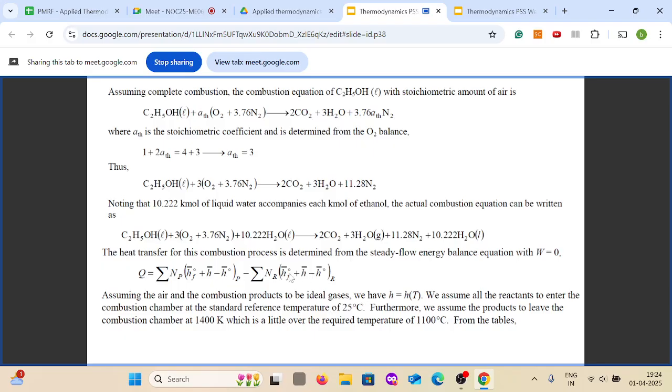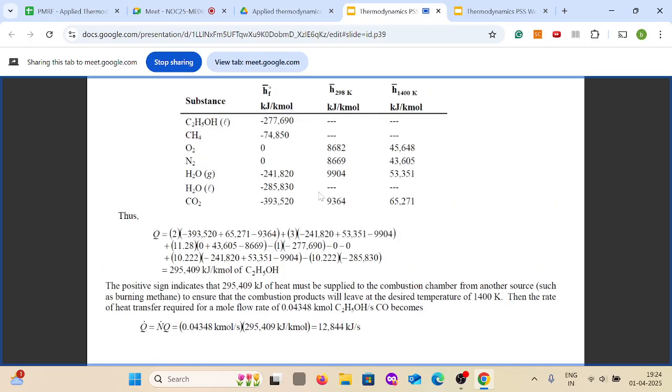And assume that the product is leaving at 1400 Kelvin. Since we need 1100 degrees Celsius, we assume a little bit over, so 1400 Kelvin, also a rounded value, easier to read in the table. Corresponding to 1400 Kelvin, these are the enthalpy values listed and the enthalpy of formation.